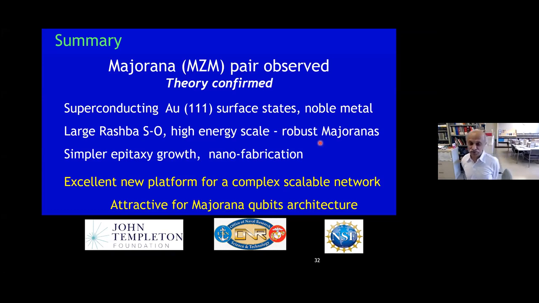Second thing is gold forms very readily 1-1-1. So why would you want to go for a difficult thing when you already have a system which has the best properties?